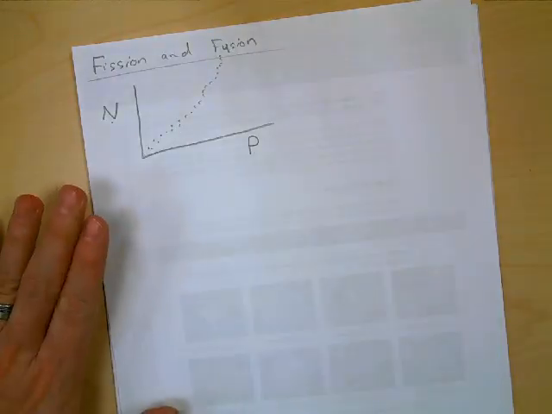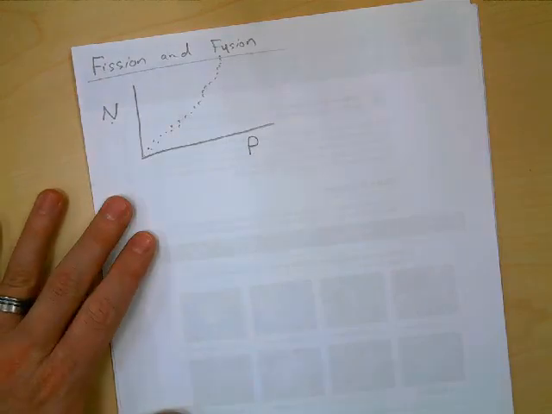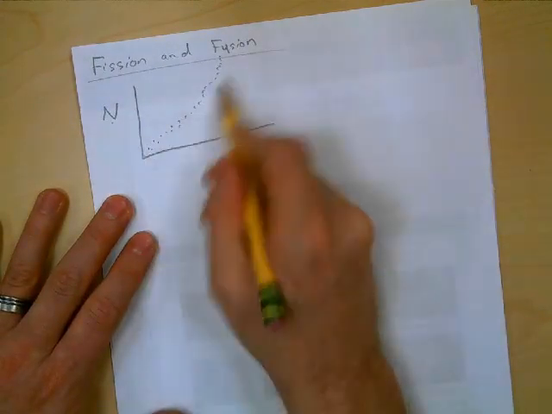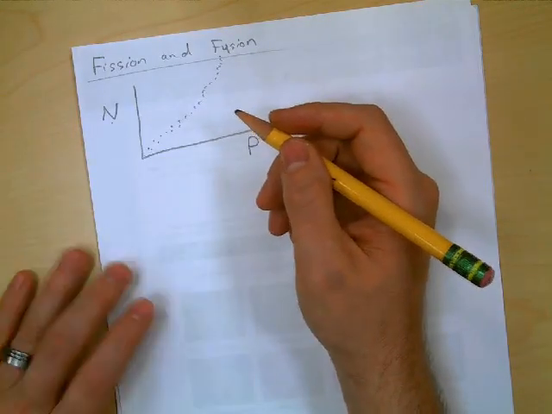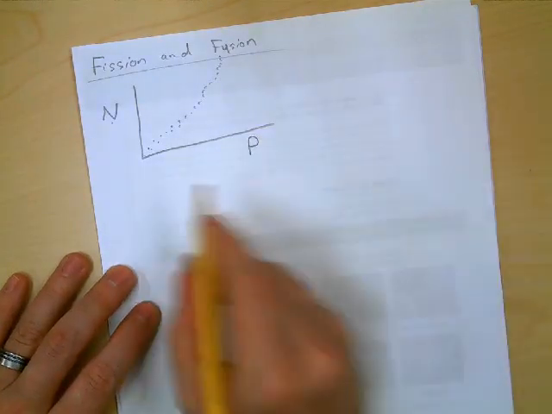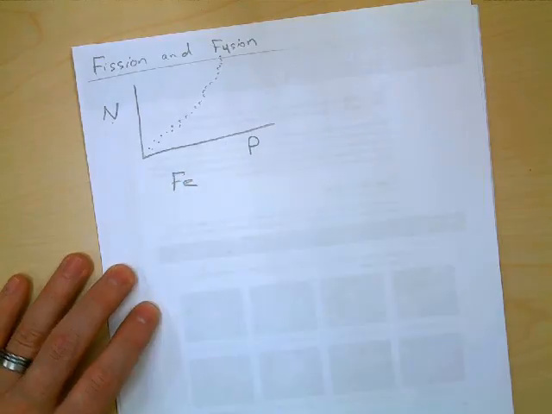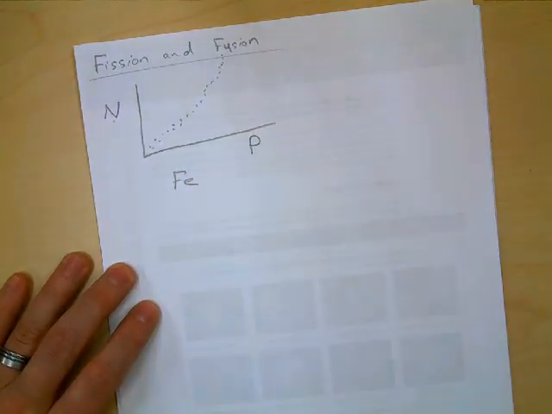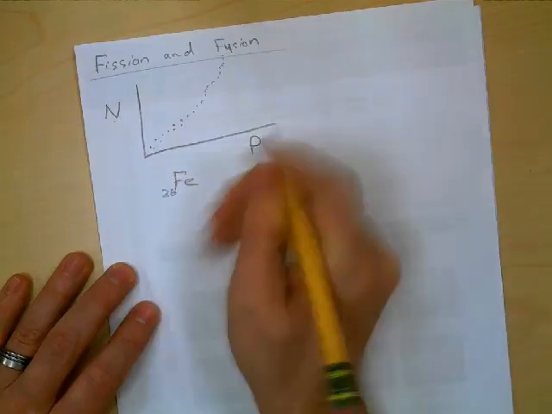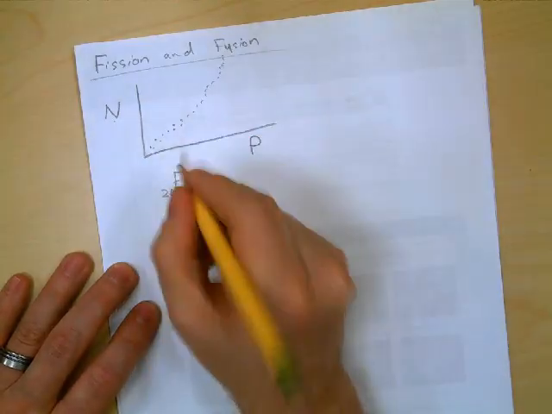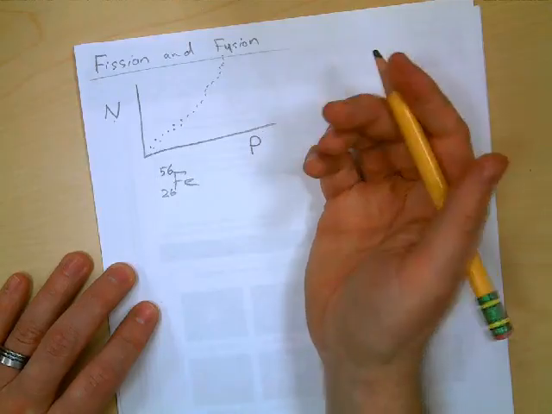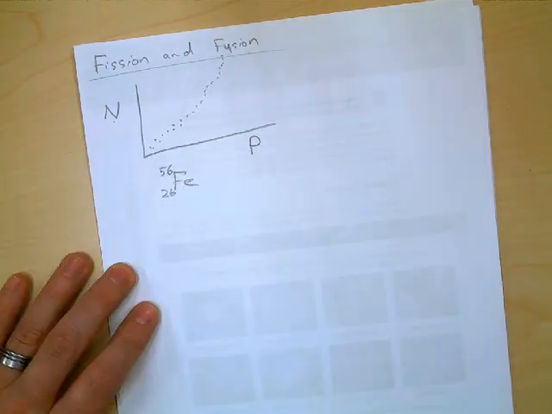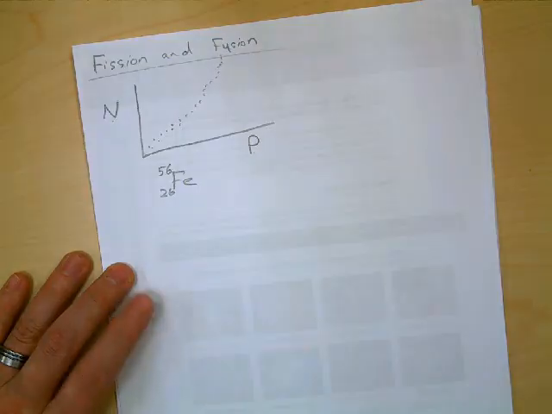So now let's talk about the relative stability of these nuclei. Even these stable nuclei, some of them are more stable than others. And I'm going to point out a very specific nucleus, iron. Iron has 26 protons and 56 neutrons. At least the most stable isotope of iron has 26 protons and 56 mass, not 56 neutrons.